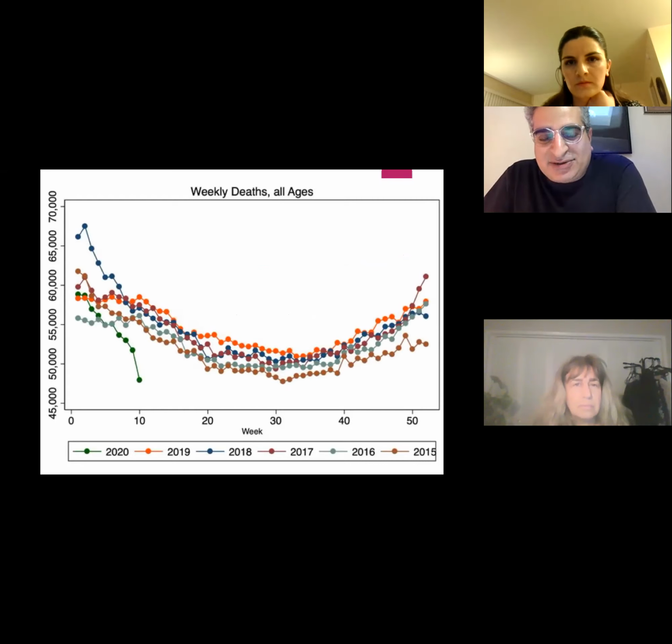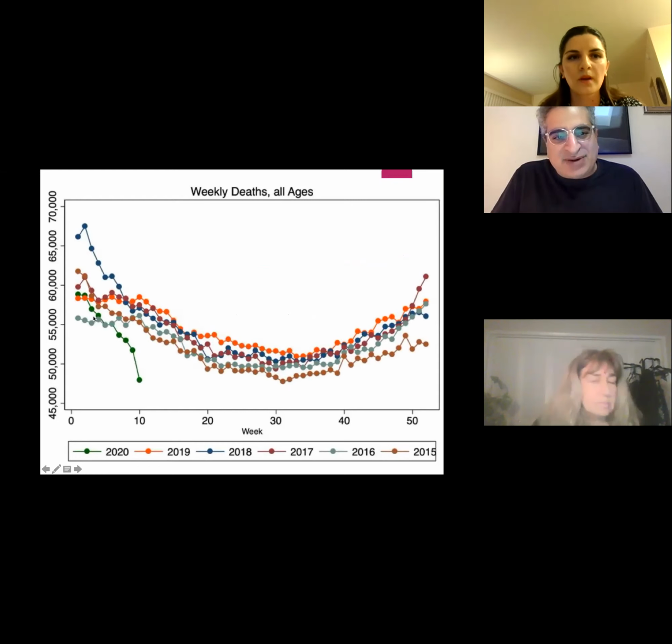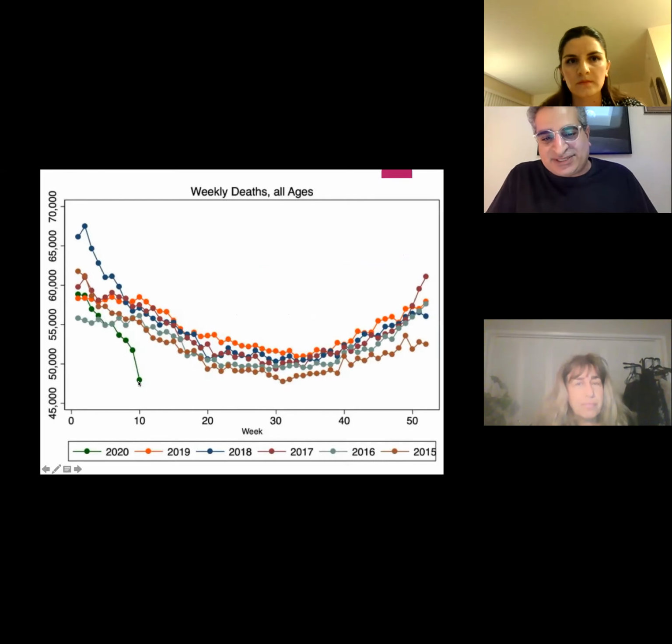This is a graph of all-cause mortality from 2015 to 2020. I don't know if you can see my mouse cursor when I'm pointing to something? Yes. I wanted to show this is for 2020, and this is, I guess, the one silver lining of the quarantine: we have an unprecedented low death rate this year compared to other years.